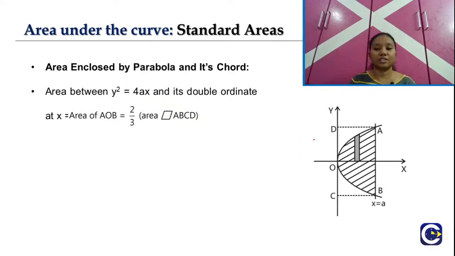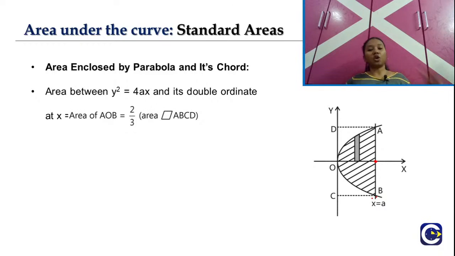Right, so at some x point, the x here is equal to a, which means this double ordinate is nothing but the length of the latus rectum. So that is given by the area of AOB. This entire AOB is given to be 2 by 3 times the area of ABCD, so this entire rectangle area. So once we get the area of AOB, that is our required area, which is bounded between the parabola and its chord.